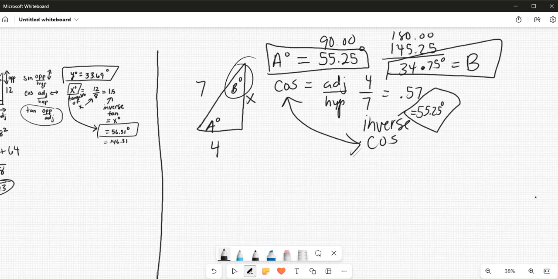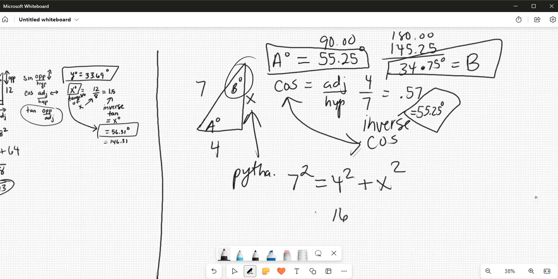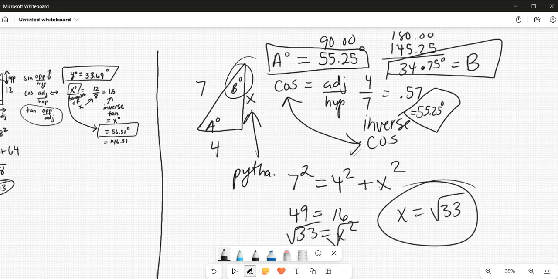All right. And then last but not least, we use the Pythagorean theorem to find x. So 7 is the hypotenuse, so 7 squared equals 4 squared plus x squared. So 49 minus 16 is 33. So x is equal to the square root of 33. And that's the whole thing.